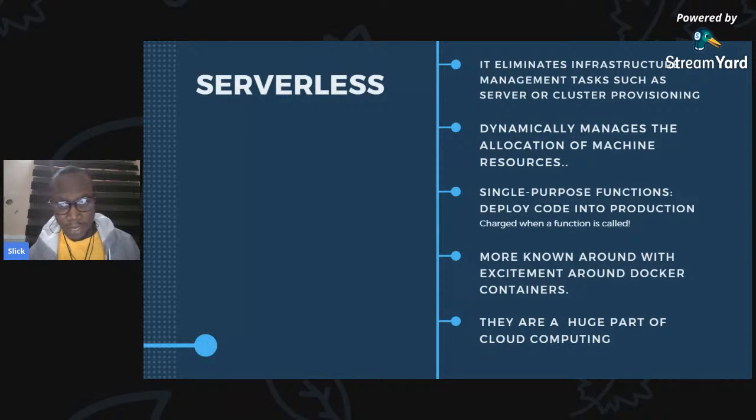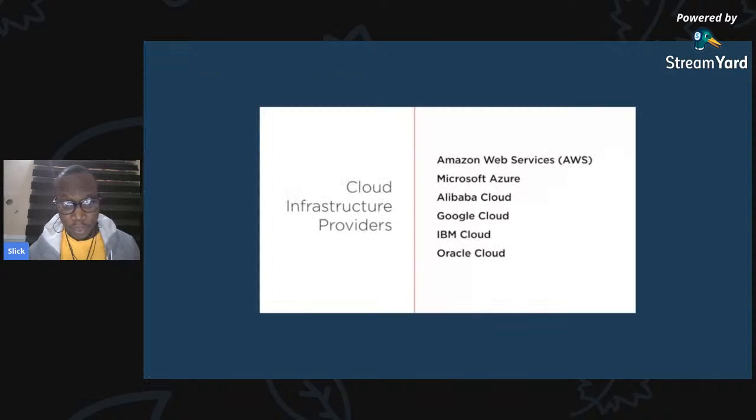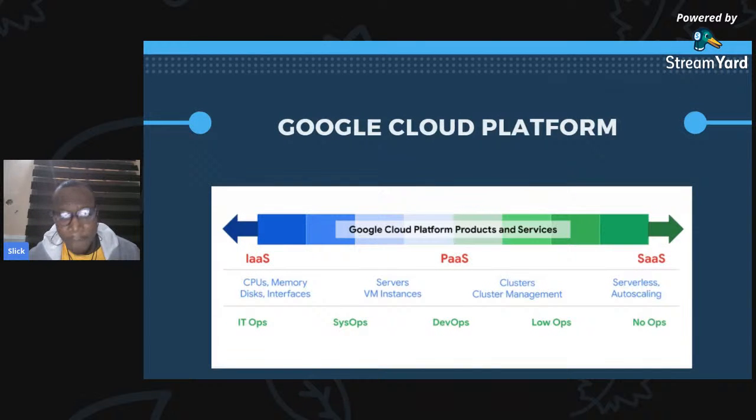There is also excitement around Docker and containers. I'm going to talk about a platform that makes Docker and containers work as a serverless function later on. They are a very huge part of cloud computing and very amazing. As I was saying earlier, cloud providers include Amazon Web Services, Microsoft Azure, Alibaba, Google Cloud Platform, IBM, Oracle, etc. Google Cloud Platform is an amazing thing we are going to talk about, and we have to see how this works now.